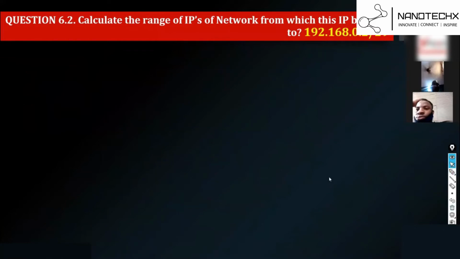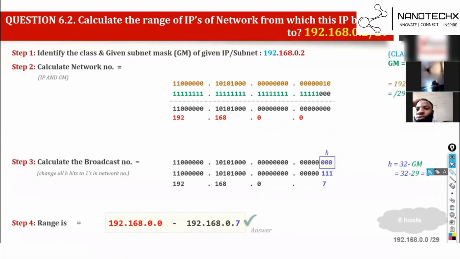I have done it for you already. So this is the one which we have done. Let's revise it, and then you tell me which point you are confused. Step number 1, identify the class and given subnet mask. The class, we know from the first digit, is class C, and the given mask is 29.